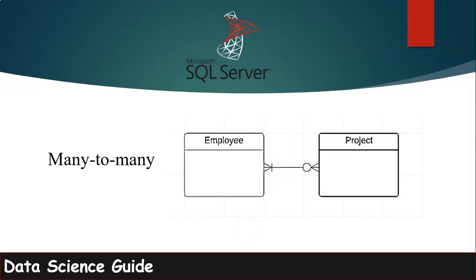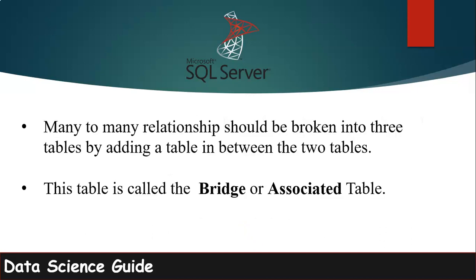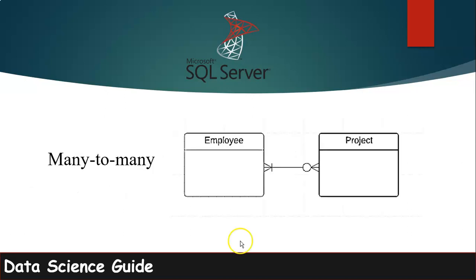So these are the three common relationships between entities that we need to consider when we draw or create an ERD diagram. However, there is an important notice here. A many to many relationship should be broken into three tables by adding a table in between the two tables. This table is called the bridge or associative table. And in the next tutorial, we are going to understand why we need to do that in a practical example.